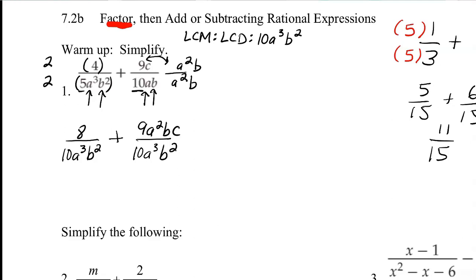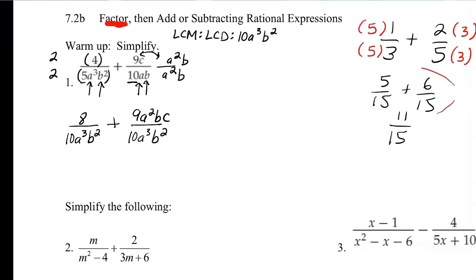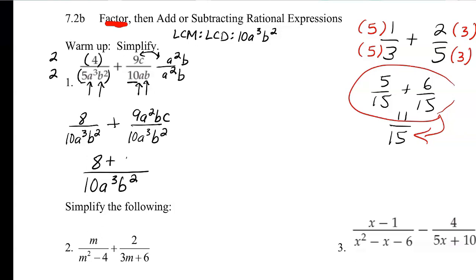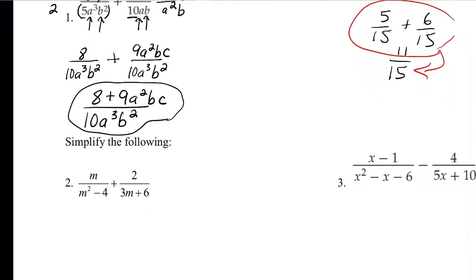And we have common denominators now, so just like whenever we made common denominators over here, we just have one denominator and we add the numerators. We have a final answer of a denominator 10a cubed b squared, and in the numerator we have 8 plus 9a squared bc. The numerator, you could switch that. You could put the 8 at the end, the plus 8 at the end. But this is the basic idea of adding rational expressions. Let's look at a little more complicated.